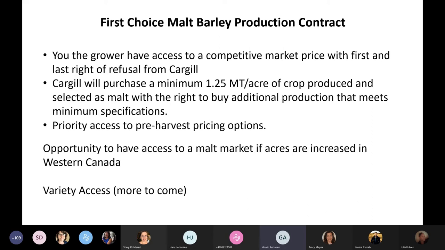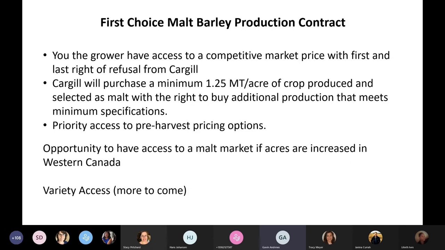And as well, by signing the first choice program, if Cargill has any pre-harvest prices, you are able to access those as well. I'm not sure where prices will be coming in at with Cargill, but if the price is right and you do like it, it does give you access to look at forward contracting as well. If you're not on the first choice program, you do not have access to Cargill's marketing opportunities until that barley is submitted in the fall and maybe is selected through Cargill. So that's my big push as well, just to make sure that we do have perhaps a production contract with Cargill if you're thinking about dealing with Cargill for malt going forward.